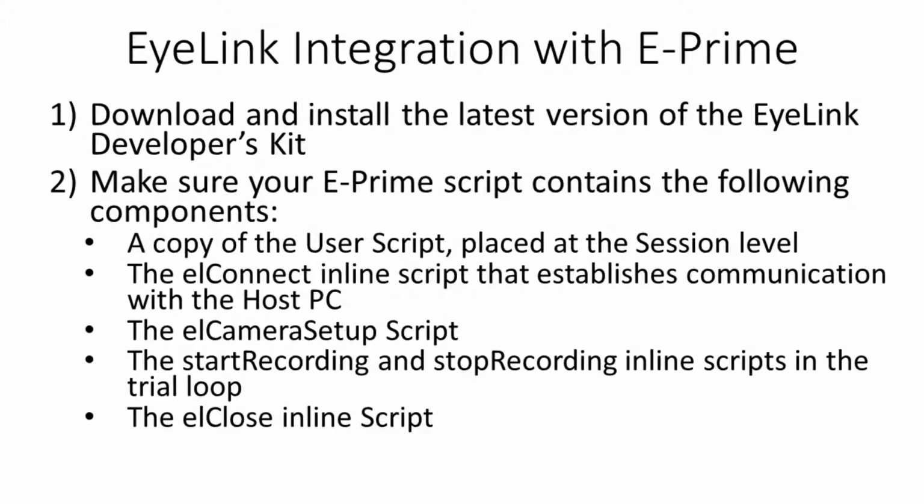So, to summarise quickly, integrating ePrime and EyeLink eye trackers involves the following steps. Make sure that you have downloaded and installed the latest version of the EyeLink Developers Kit. Make sure that your ePrime scripts contain the following components. At the session level, the user script. This is critical as it contains functions and methods that are used by subsequent inline script objects.